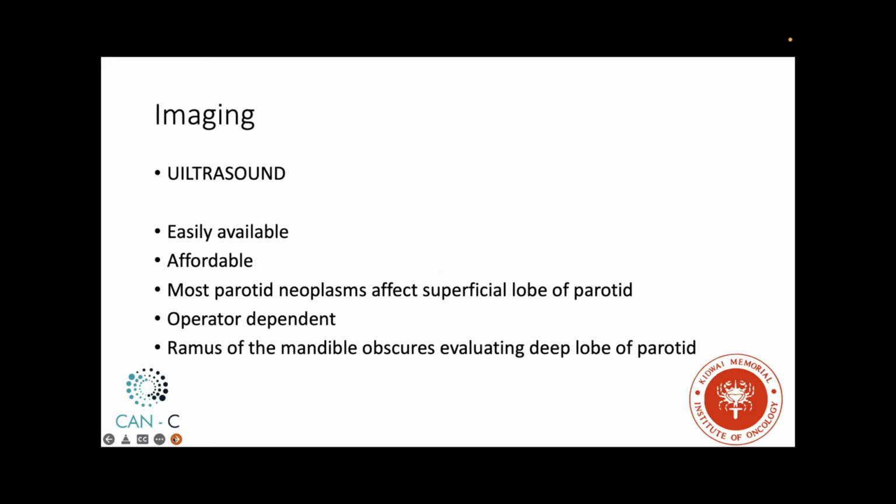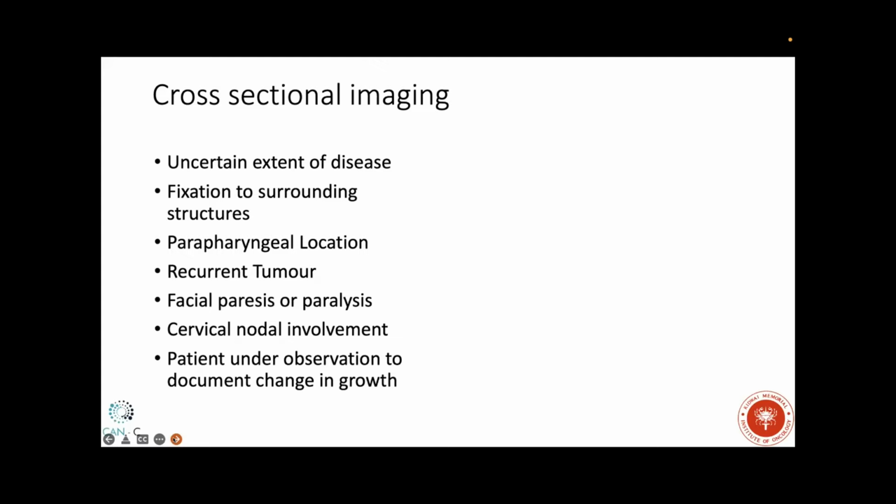However, ultrasound is very operator dependent, and the ramus of the mandible almost always obscures evaluating the deep lobe of the parotid. So very often we need cross-sectional imaging with a CT scan or an MRI to understand the extent of the disease and its involvement of the surrounding structures. Whether there is parapharyngeal involvement, whether in all cases of recurrent tumor, we do need cross-sectional imaging.